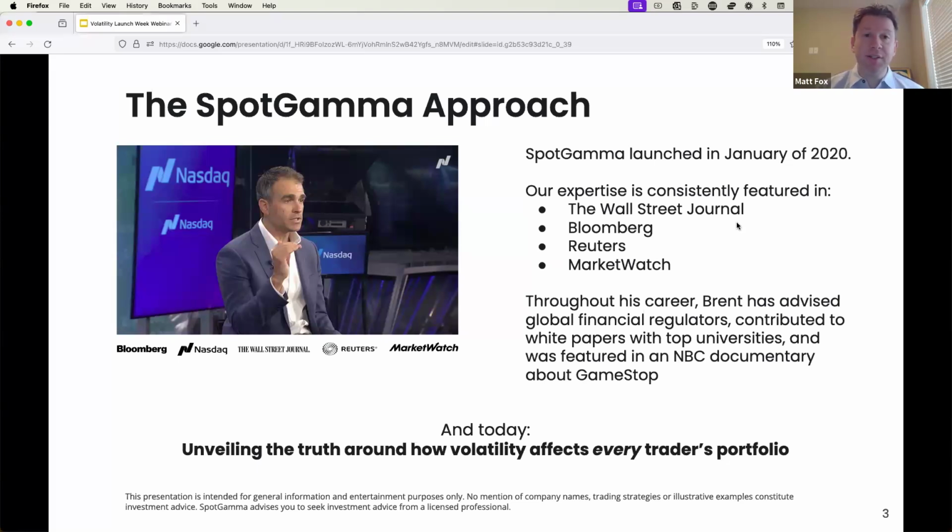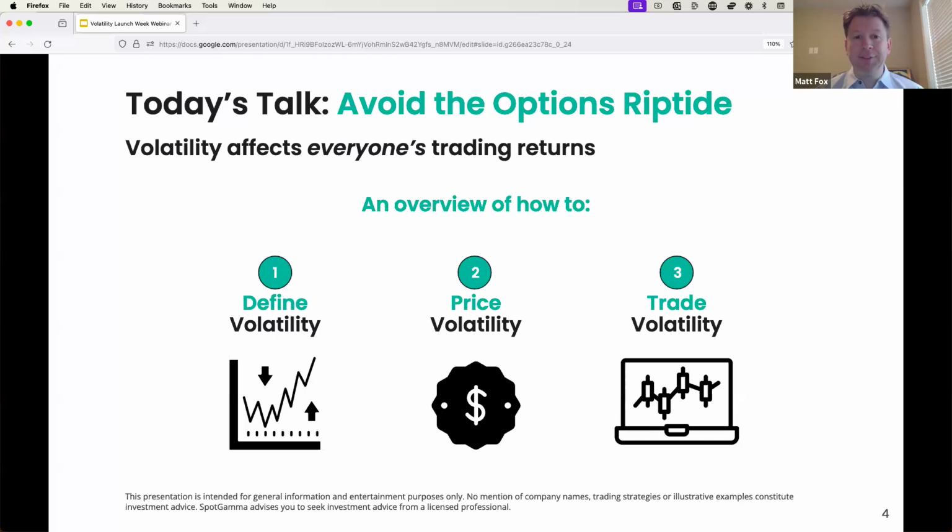And now let's turn our attention to volatility. This is very smooth. Whenever I pause, Brent moves it forward.